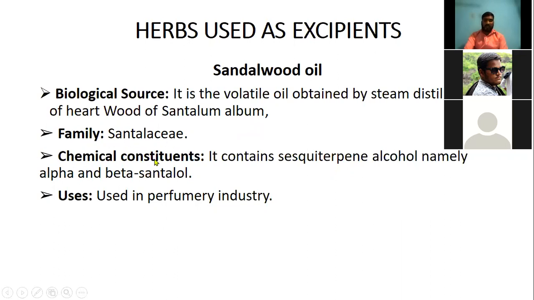The chemical constituent of sandalwood oil is sesquiterpene alcohols, namely alpha and beta santalol. This is the major chemical constituent present in sandalwood, and it is used as a perfume. In the perfume industry it is used as a perfuming or flavoring agent, and you may also use sandalwood oil in cosmetic products.